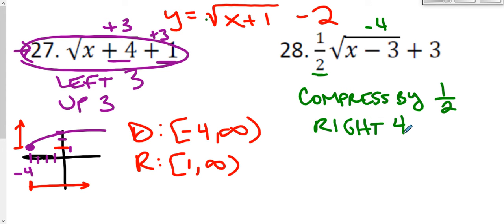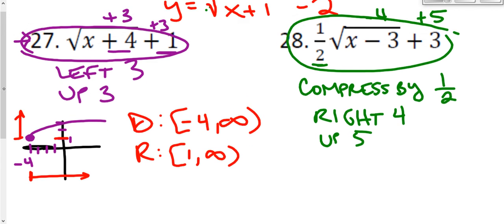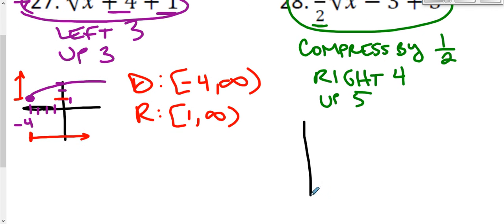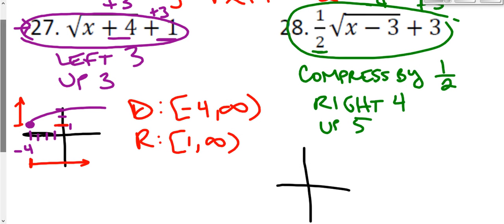And very last at the end, we had a -2, now it's a +3. We must have added 5 there, which would move us up 5. Now that we've described those transformations, we're going to graph just this function so we can take a look at our domain and range. We will start by moving our starting point to the right 3 spaces and up 3 spaces, right there. And my graph is right side up, it's just a little shorter. There we go.